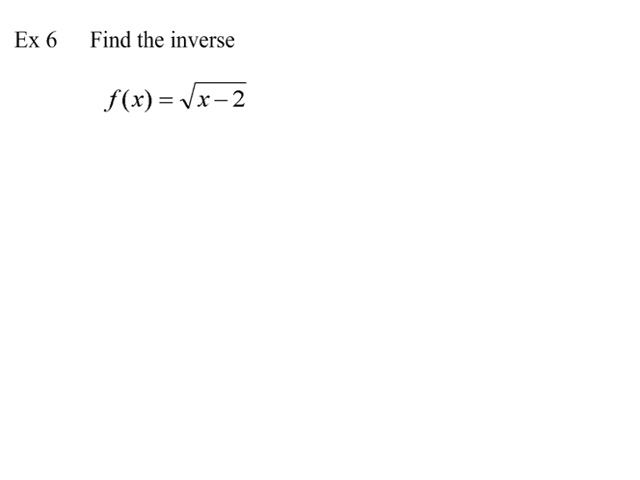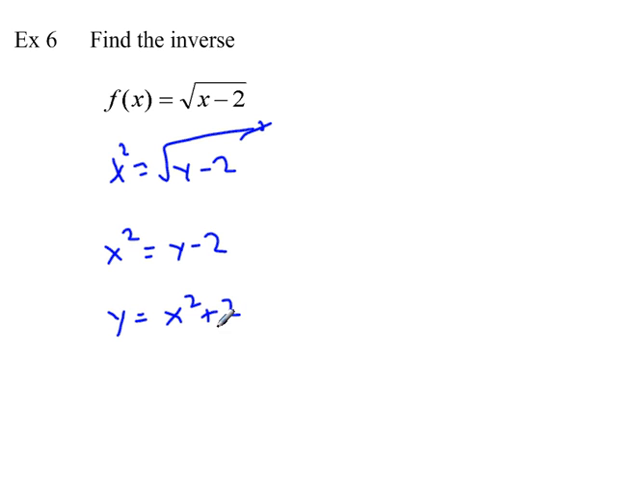Okay, final example of this set of notes. We need to find the inverse of this function. So we know how to find an inverse. We can switch our x and y around. So I'm going to say x equals the square root of y minus 2. Let's square both sides. We know square and square root are inverses, so that gives us x squared equals y minus 2. Then we can add 2 to both sides, which gives us y equals x squared plus 2. Or we can write this as the inverse of f of x equals x squared plus 2.